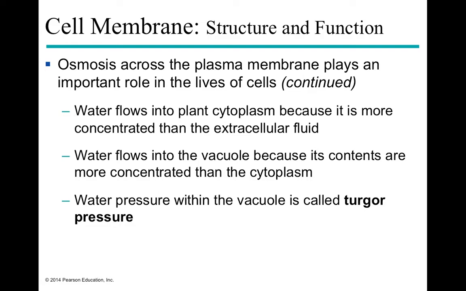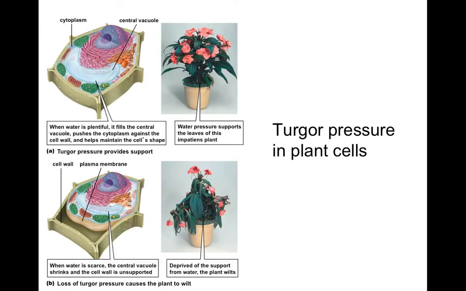And when we have water inside the vacuole, that's going to cause turgor pressure, or pressure on the inside of the vacuole, which then puts pressure on the organelles, which then puts pressure on the inside of the cell, which is what plants actually use to stand upright. And that's what this looks like, turgor pressure in a plant.